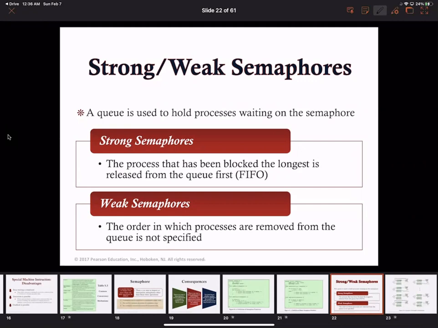A semaphore whose definition includes this first in, first out strategy is a strong semaphore. However, a semaphore that doesn't specify the order in which processes are removed from the queue is called a weak semaphore.